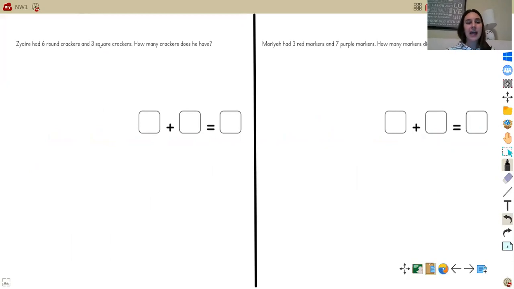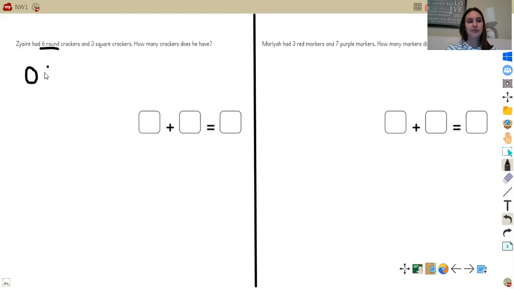So it said Zaire had 6 round crackers, 3 square crackers. How many crackers does he have? So I'm going to go ahead and, like we did on the other problems, I'm going to draw a picture to represent the word problem. So it said Zaire had 6 round crackers. So I'm going to draw 6 circles.